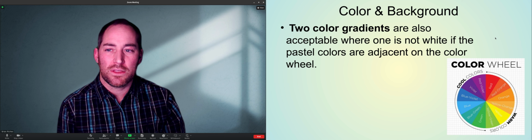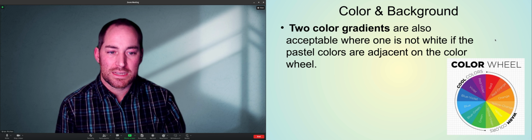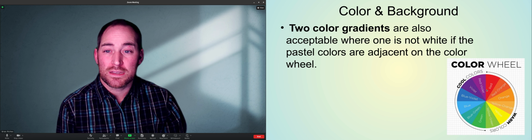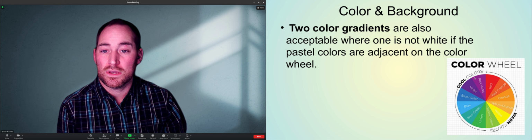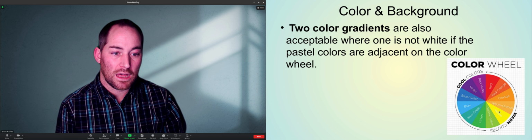Another thing to consider is the color wheel. If you've been in an art class, you've probably seen the color wheel. Try to have colors that are opposite from each other on the color wheel. You can do that, or adjacent to each other on the color wheel. So something like these colors or these colors.